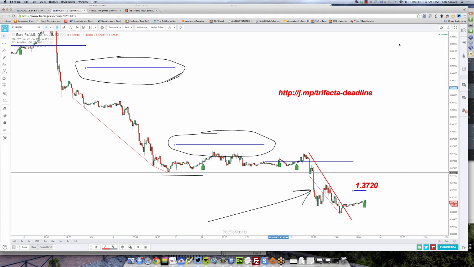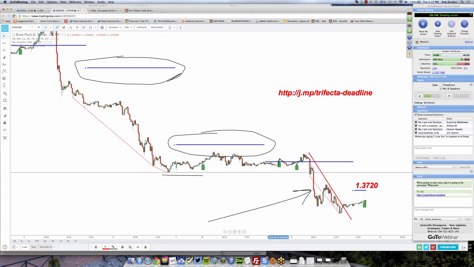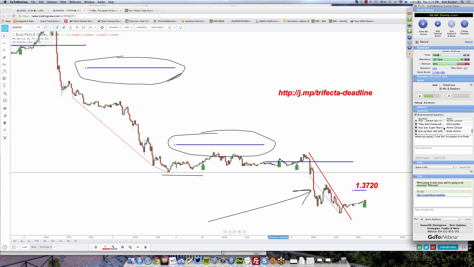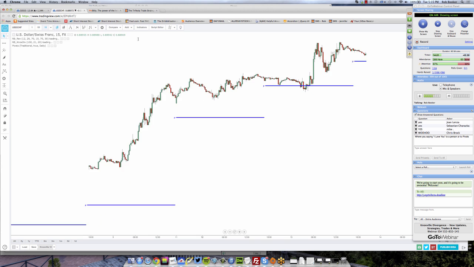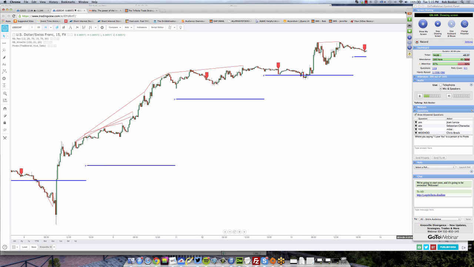Let's just talk about another trade. Does everybody want to see another trade, not just the euro dollar? Does everybody want to see another one? All right, let's see another one. Here's another one that I've been looking forward to a lot. Let's talk about a buy trade on the dollar Swiss franc. Everybody, tell me, what's the trend on the dollar Swiss franc on the chart in front of us?